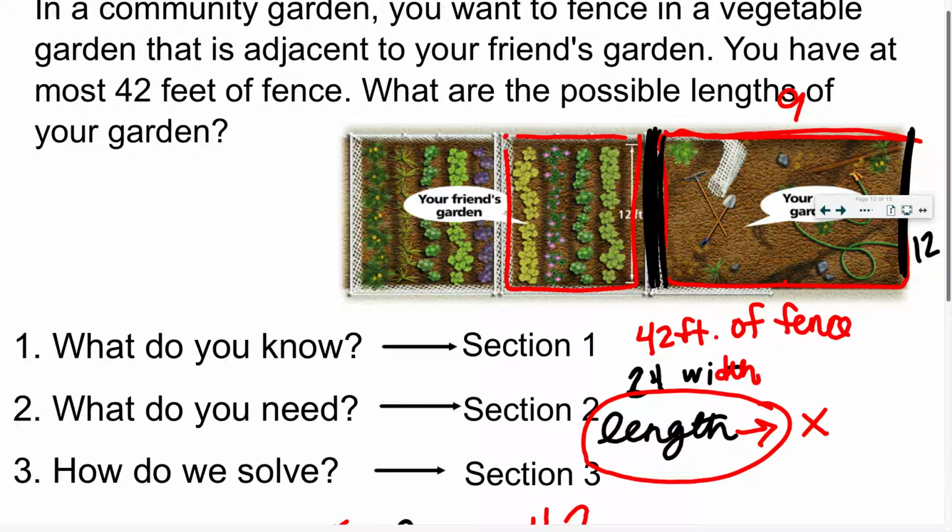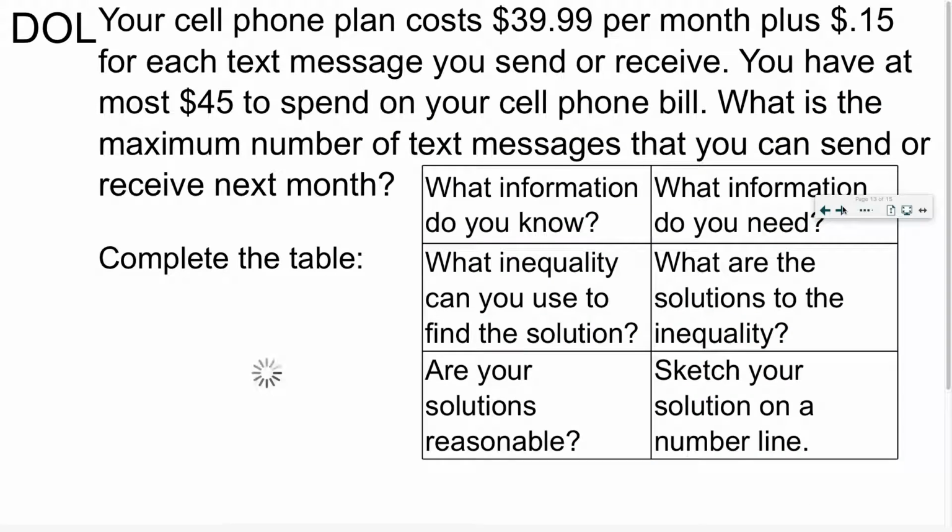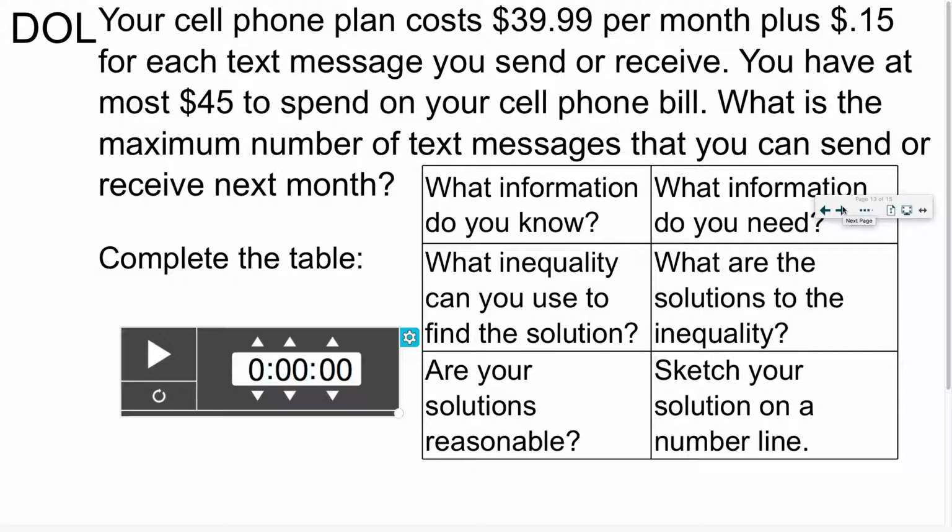So you're gonna group up, which you're already in groups, and you're gonna try to go through this one together. So here's the scenario, and I'm not gonna count this as a DOL, okay? This is just gonna be do it as a group, and then we're gonna have a multi-step inequality for you to solve as your DOL. Your cell phone plan costs $39.99 per month, plus 15 cents for each text message you send or receive. You have at the most $45 to spend on your cell phone bill. What is the maximum number of texts that you can send or receive next month?